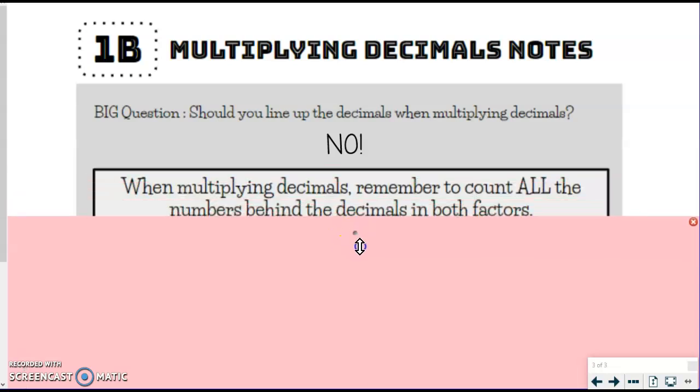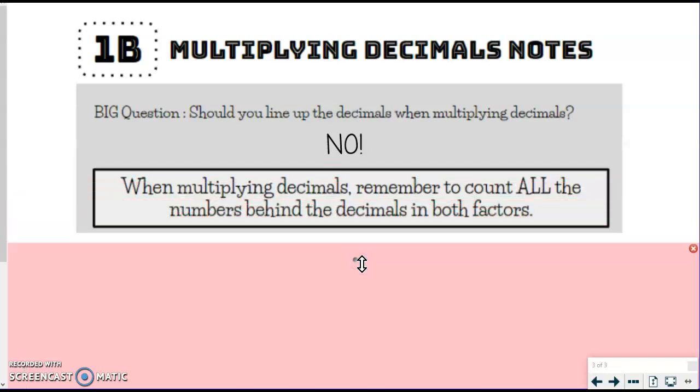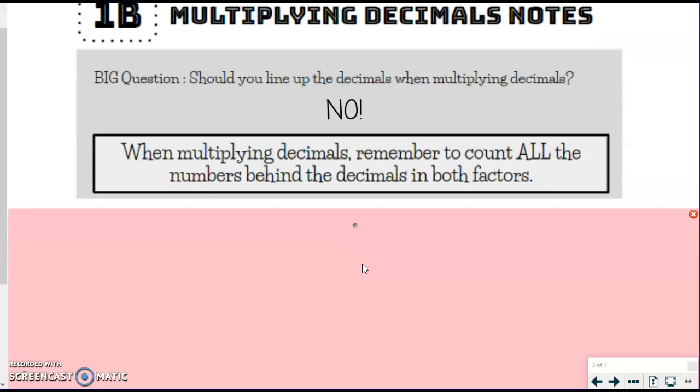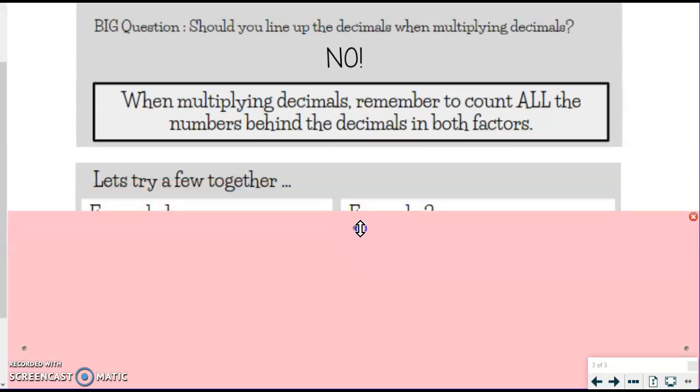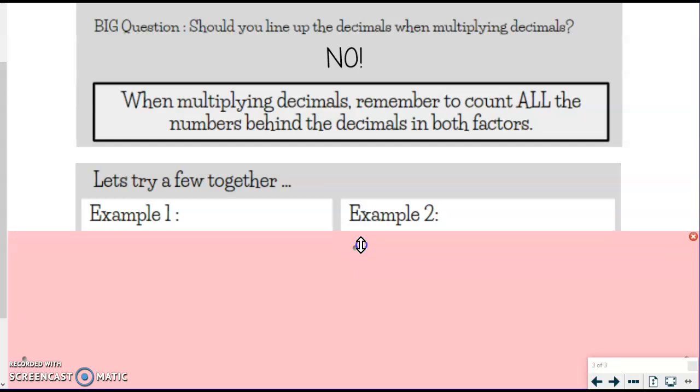First off, when multiplying decimals, remember you need to count all the numbers behind the decimals in both factors. We'll show you an example of that here in a second. So there are two ways to multiply decimals. There's a traditional way, what we call a traditional algorithm, so the way we solve a problem.